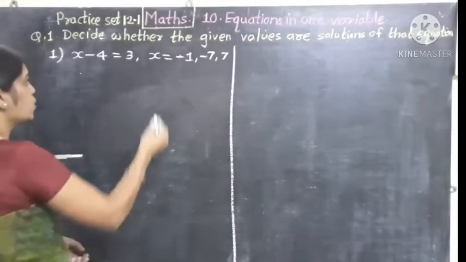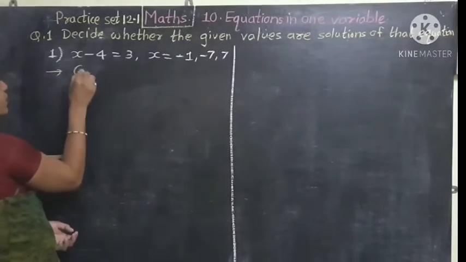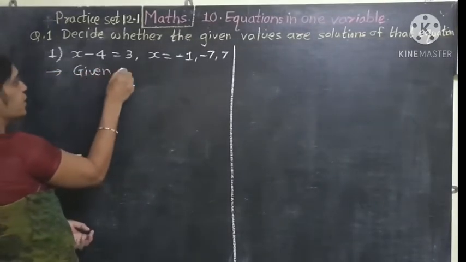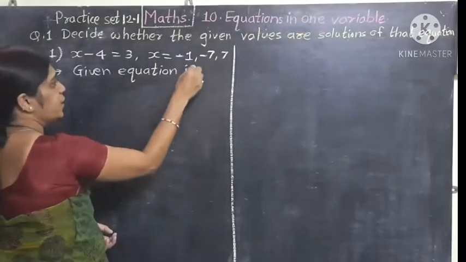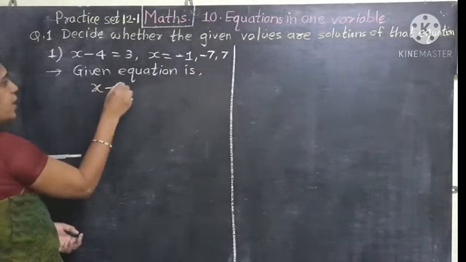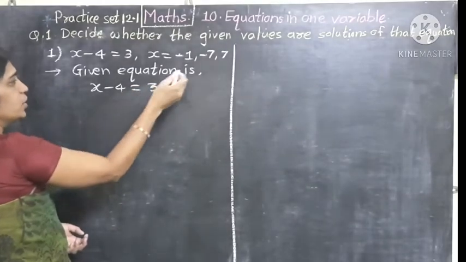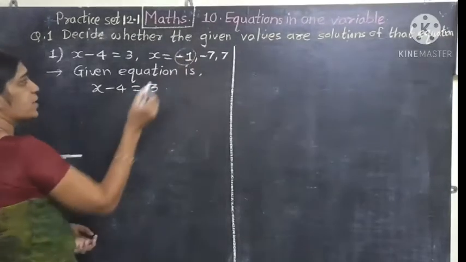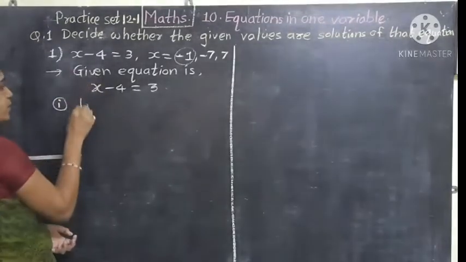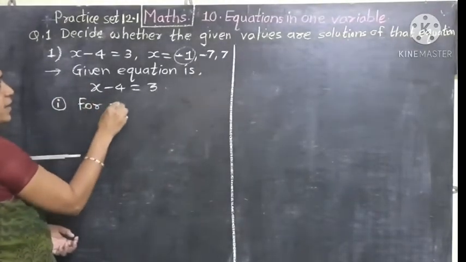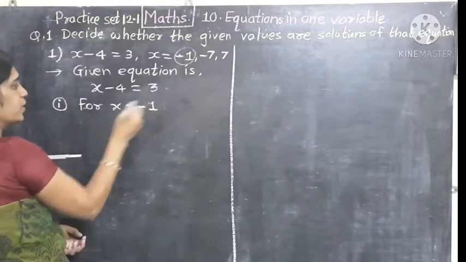Okay. So let's try first. Given equation is, what is the given equation? X minus 4 is equal to 3. First we try for x is equal to minus 1. First let's try for x is equal to minus 1.